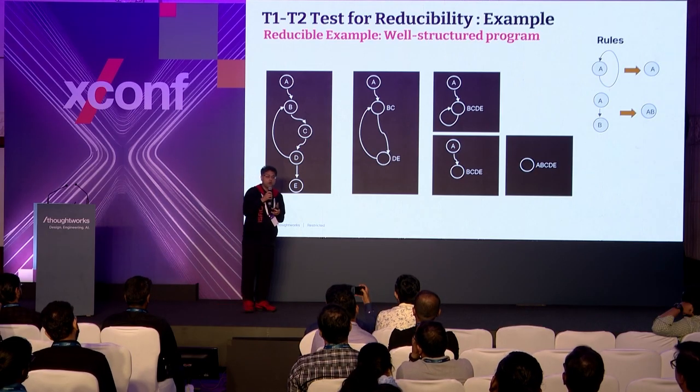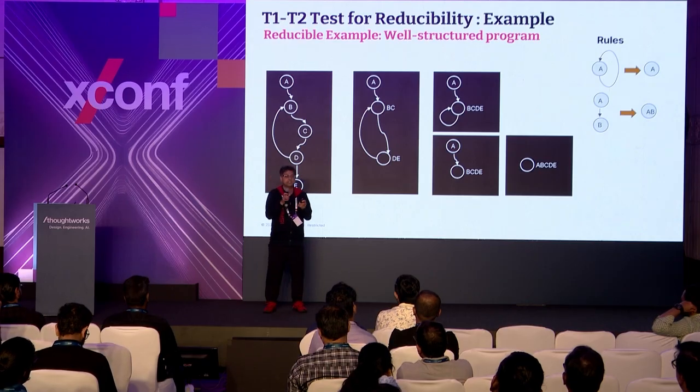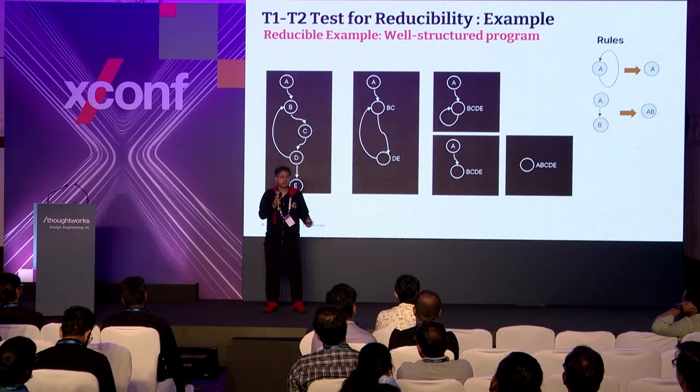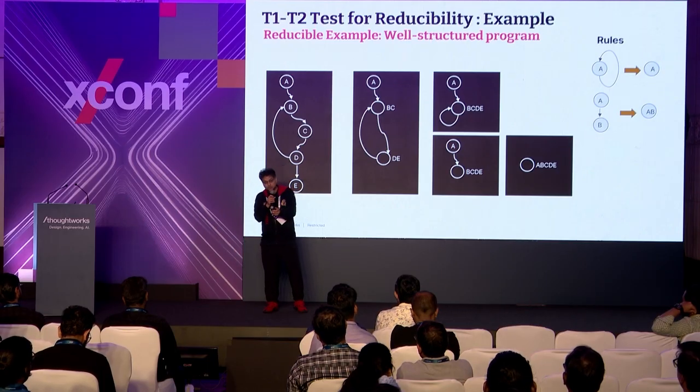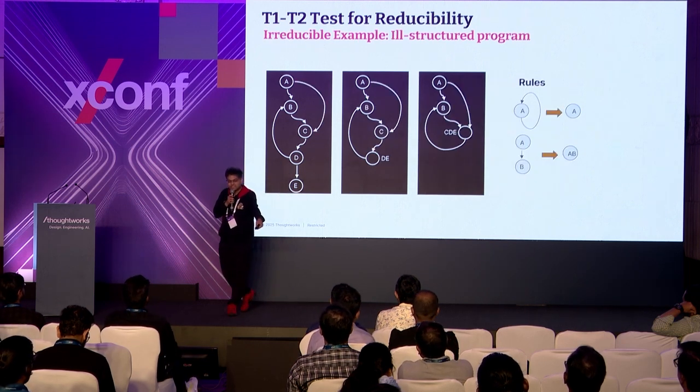What do I mean by a well-structured program? A well-structured program is something that can be easily represented by just your normal programming constructs, like while, for, break, continue. Now, how is this different from an unstructured program? So here's an example of an unstructured program. It's exactly the same graph.